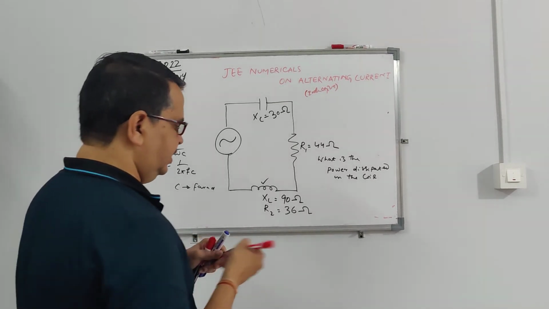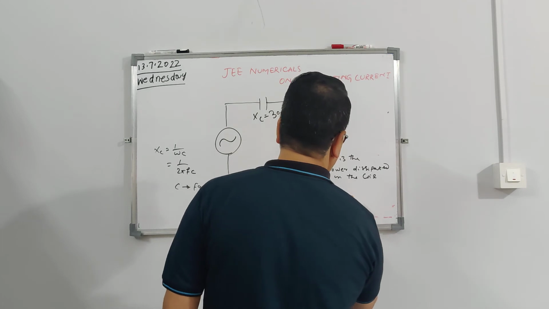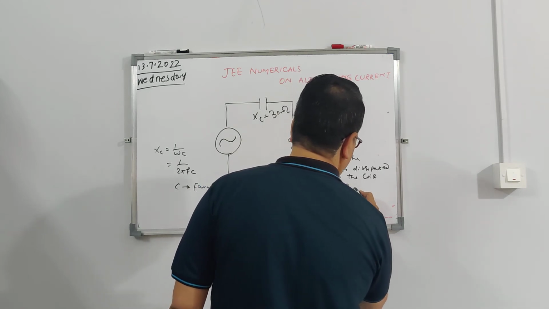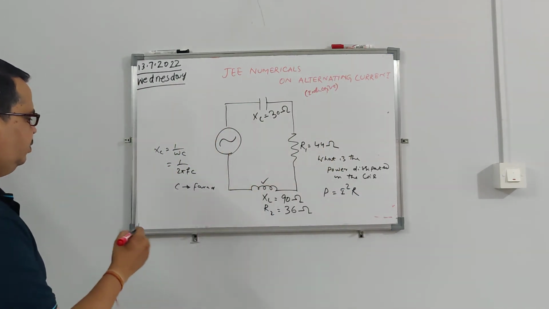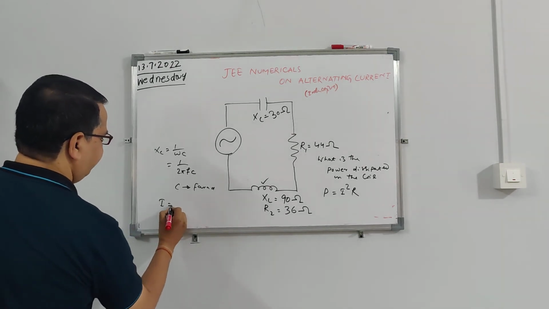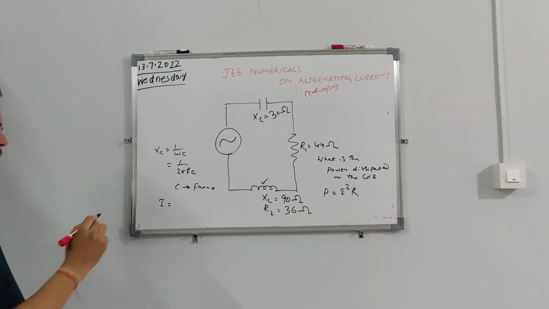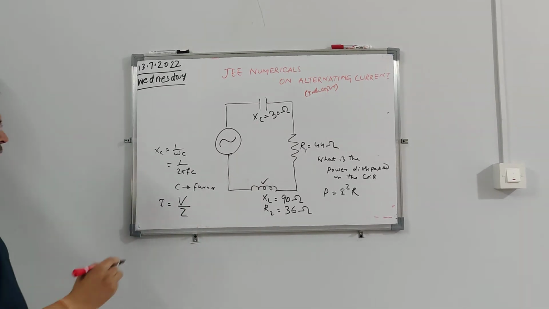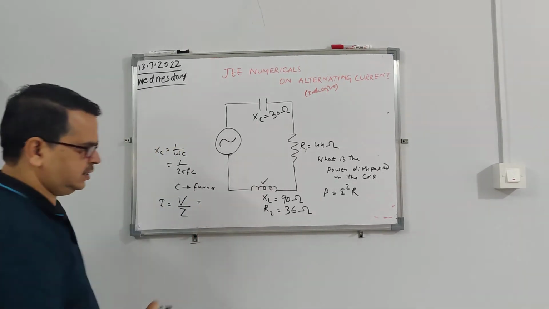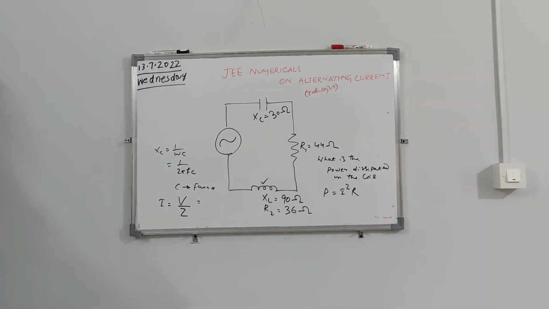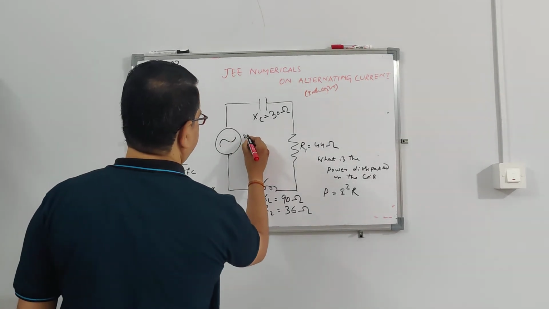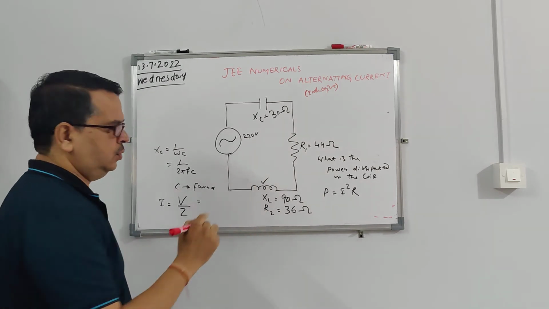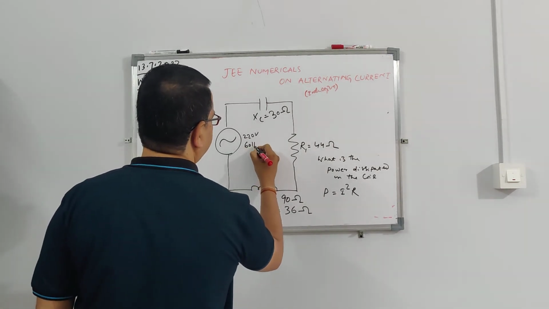Power dissipated is equal to I square R, right? So first I have to find out what my I is. I is equal to voltage by impedance. Voltage in this case is 220 volt and 60 hertz. This is our normal household voltage, 220 volt and 60 hertz.